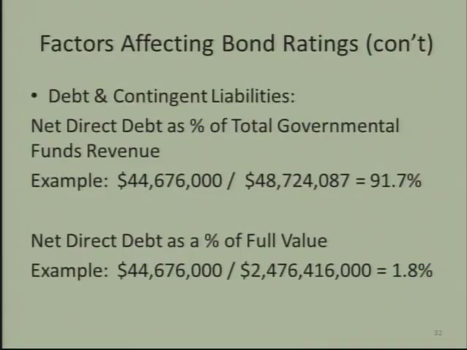They also look at debt and contingent liabilities. You'll hear some terms that get thrown around like direct debt as a percent of governmental funds. I've got a slide, it's the last slide, that'll show our direct debt and our overlapping debt, and I'll explain what those both are. You can see here that we take our full value of debt, which is $44 million, divided by our equalized value, and that's one calculation for direct debt. Our equalized value is $2.476 billion of equalized or market value for our city. So our direct debt is 1.8%, which is okay. It's not great. I'd like to see it under 1.2, but we're not bad at 1.8.